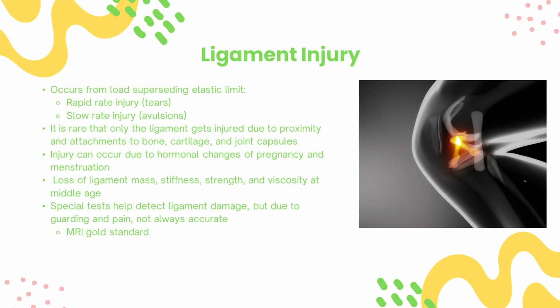When we also talk about ligament injuries, we also want to note that hormones have a big effect on ligament capabilities because of the relaxin that gets released with pregnancy, as well as differentiating hormones when it comes to menstruation. Women are more susceptible to ligament injuries during these phases. Also, as we all go into middle age, our ligaments lose mass, they lose stiffness, they lose strength, and they lose viscosity, which again make us more susceptible to injuries.